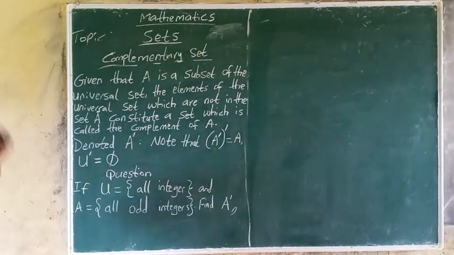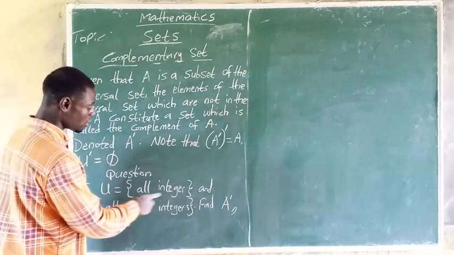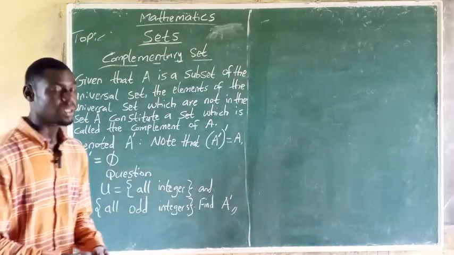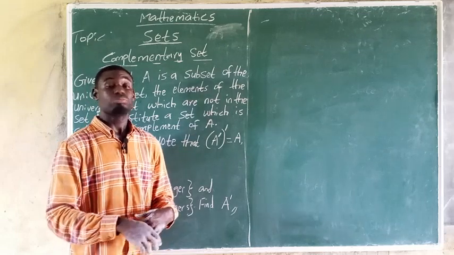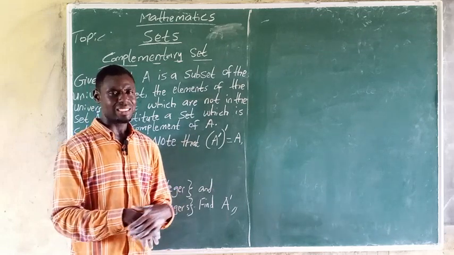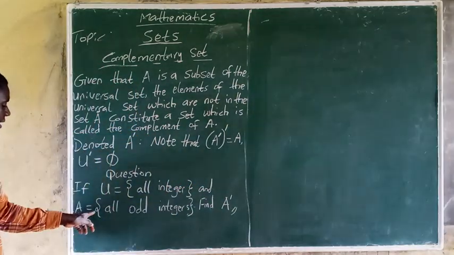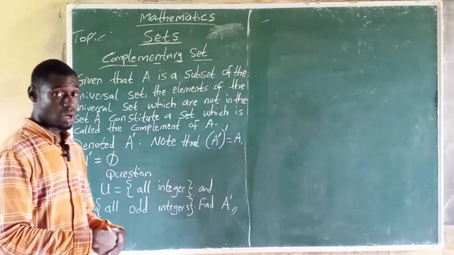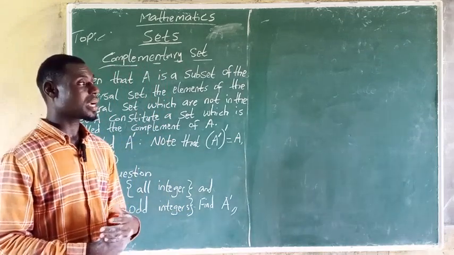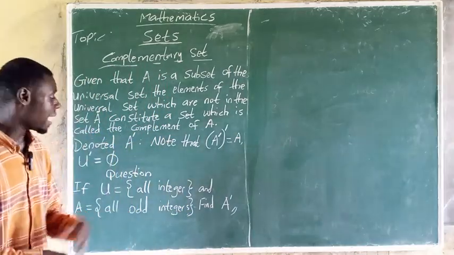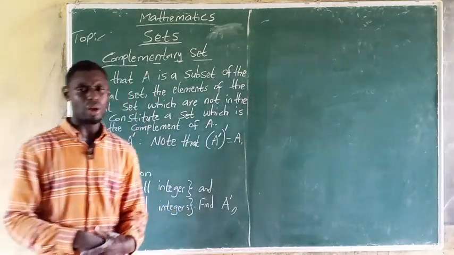Now let's consider this question. If U, which is the universal set, consists of all integers, what are integers? Integers are numbers. They can be positive numbers or negative numbers, so any number at all that exists in the world. Now let's come to this side. They said A is equal to all odd numbers. You know what odd numbers are? Odd numbers are those numbers that cannot be divided by 2. Now they say you should find the complement of the odd numbers.